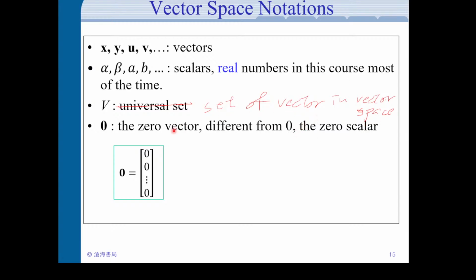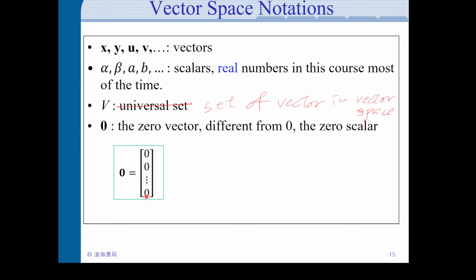Okay, and then finally, as we said, the bold face 0 is really different from just the plain 0. The bold 0 is a zero vector, and this simple 0 is a zero scalar. So the bold face 0, say in Rn, is a 0, 0, 0, 0, 0 vector.